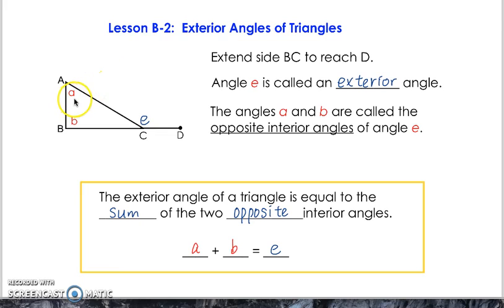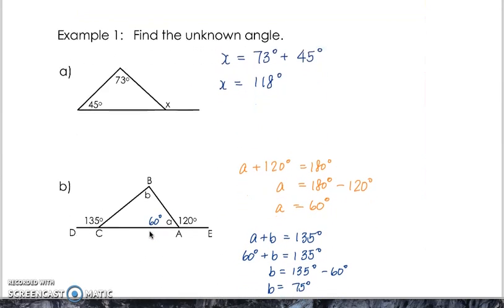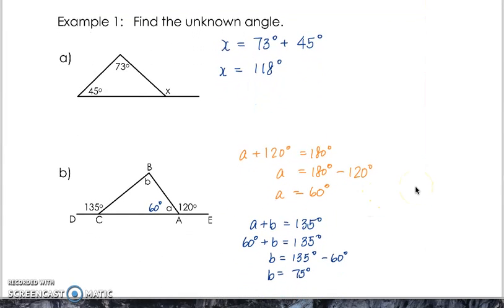So in a triangle, if I locate two interior angles, A and B, and then extend the bottom side to reach point D, we have angle E, which is called an exterior angle. And the angles A and B are called the opposite interior angles of angle E. And we can say that the exterior angle of a triangle is equal to the sum of the two opposite interior angles, or A plus B is equal to E in this case. So let's use this relationship to solve a few questions.